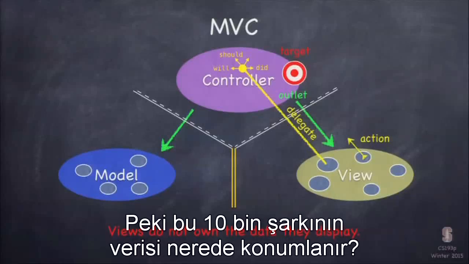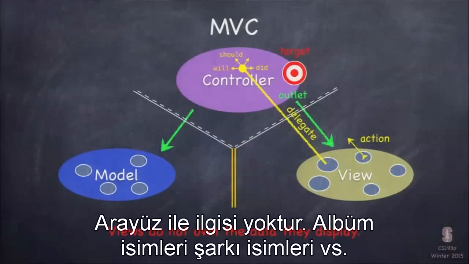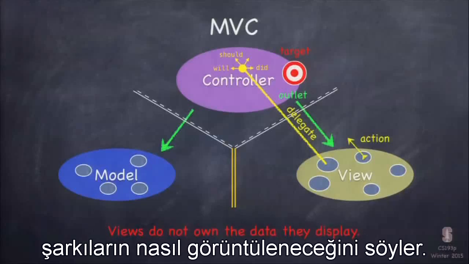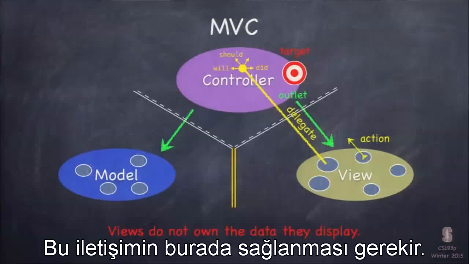A, that would be inefficient. And B, that information, those 10,000 songs, belongs where? In the model. Okay, because your song database is a model. It has nothing to do with UI. It's just a list of songs and artists and albums and all that. It's in the model. Some controller has to look at that database and tell a view how to display all those songs. Okay, so we need that communication to happen here.